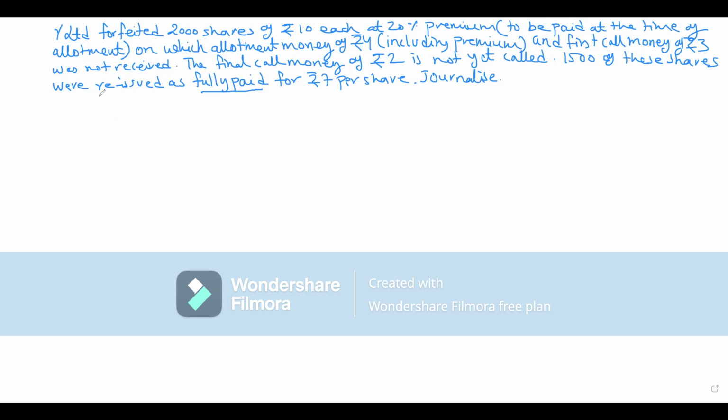Let us understand the question first of all. Students, first of all, tell me how many shares were forfeited? Number of shares forfeited? Sir, 2,000. Now, what is the face value of the share? 10. Correct? This has been issued at a premium of how much? 20%. 12 rupees. That means 12 rupees. Correct? We also calculate premium on the face value.